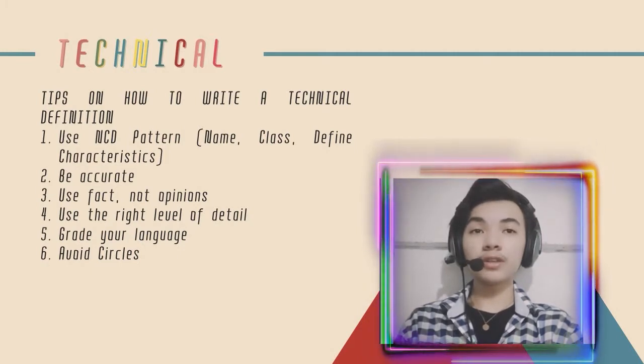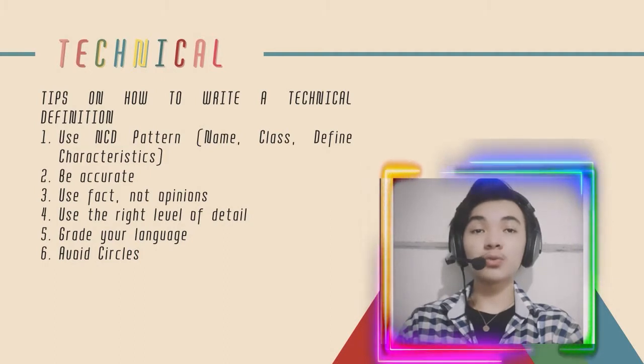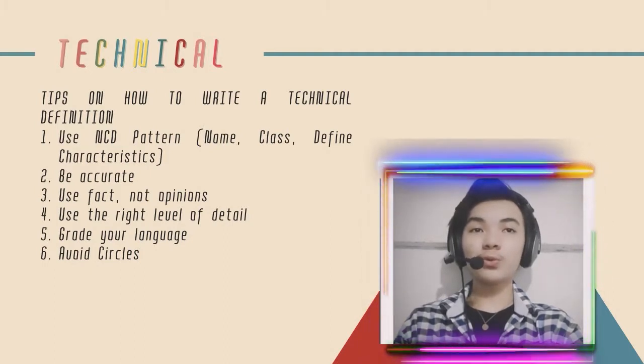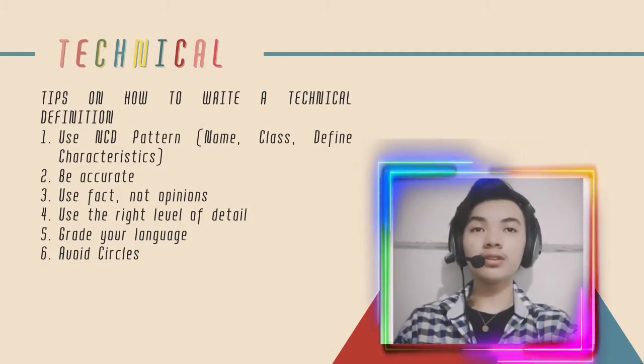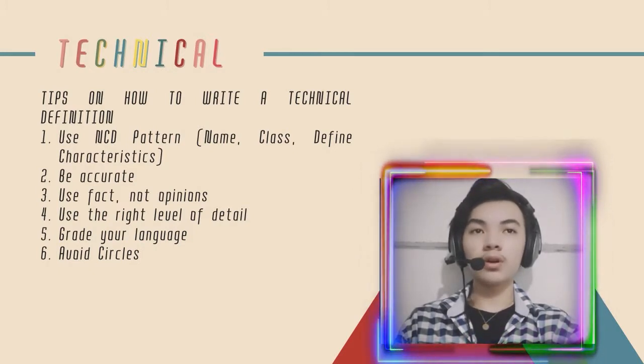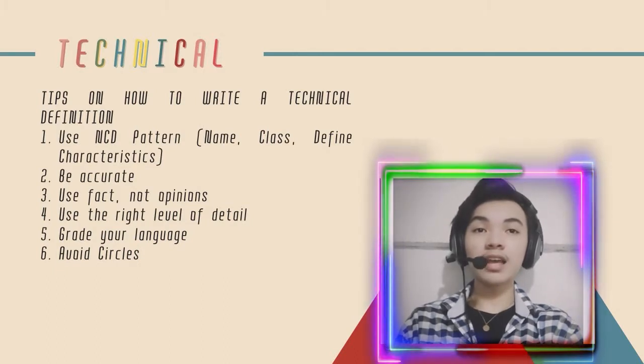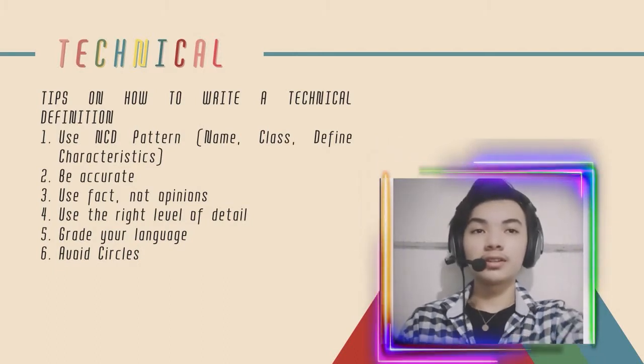How about the word rafflesia? It is a plant, and yes, it has enormous flowers. Now we know the word and some pieces of information, let us use our NCD pattern. So, the sentence would be like this: Rafflesia is a plant that has enormous flowers.